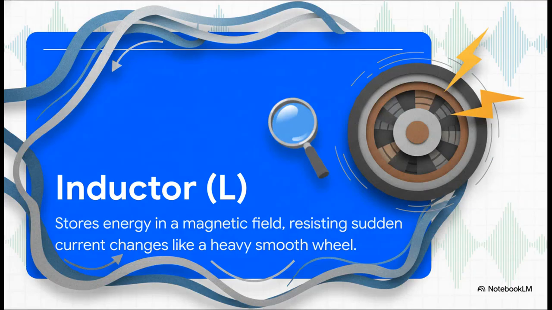Next up, we have the inductor, represented by L. The inductor stores energy in a magnetic field. But its personality is really what matters here. An inductor prefers a smooth, steady current. It naturally resists any sudden, jarring rushes of electricity. If you try to change the current instantly, the inductor pushes back. Think of it like a heavy, spinning flywheel. It takes a bit of effort to get it going, but once it's moving, it wants to keep spinning smoothly, resisting any sudden stops or starts.